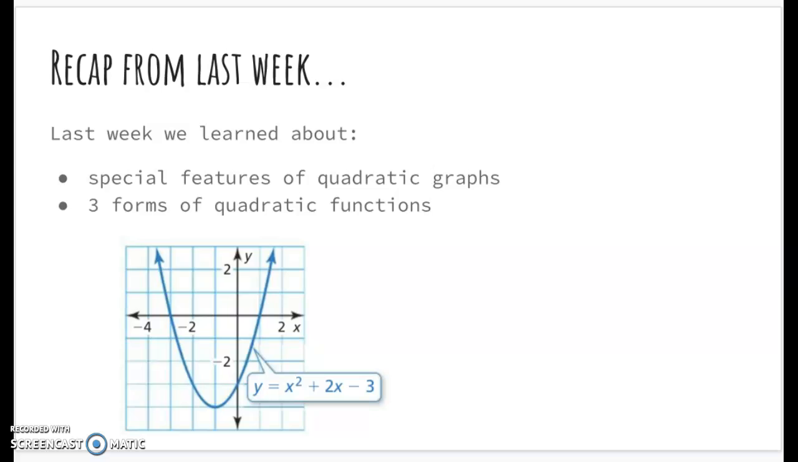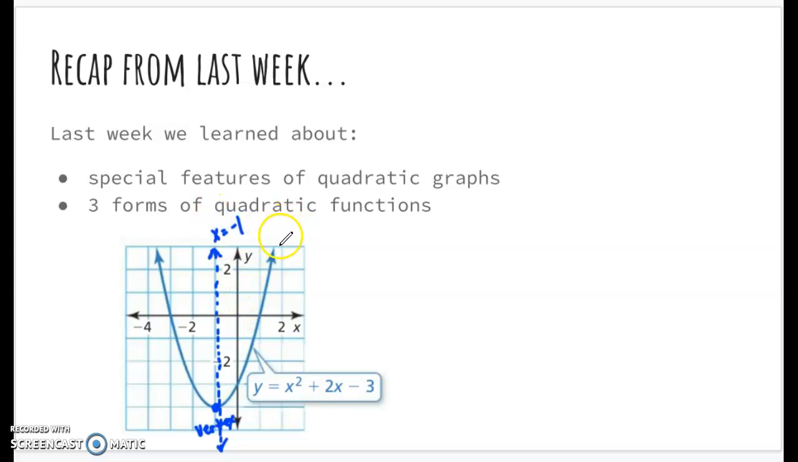What did we learn about last week? So last week we talked about special features of quadratic graphs. Okay, for example, if a graph has a minimum or a maximum, which is also known as the vertex, right? Or we talked about that axis of symmetry, which chops our graph in half. It's that imaginary line that goes through the vertex. This one is at x equals -1.